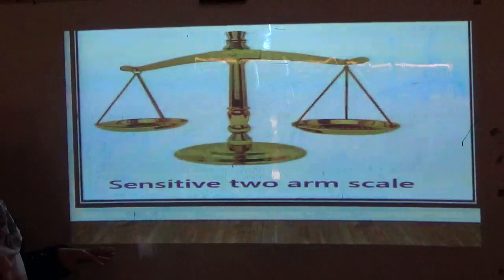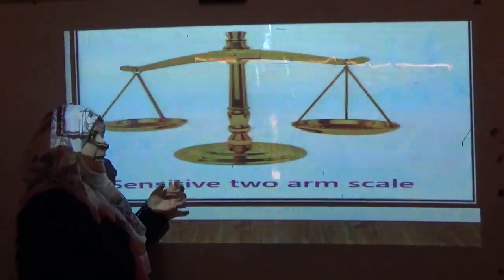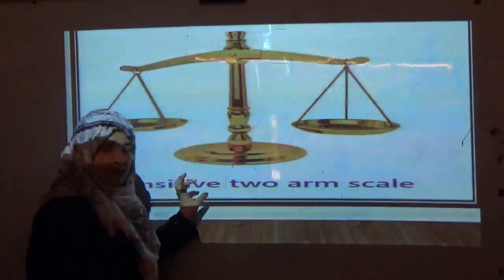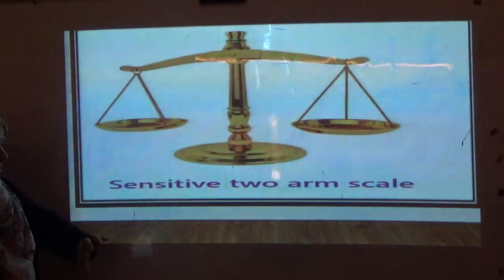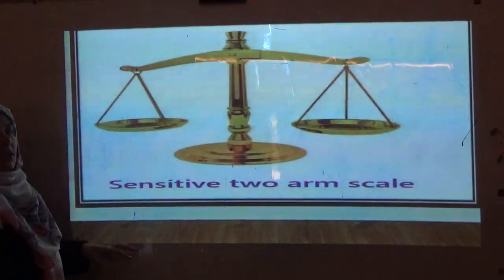And finally, for the precious or the expensive objects like gold and silver, we can use the sensitive two-arm scale, which is used for the small masses like gold, silver, and diamond.